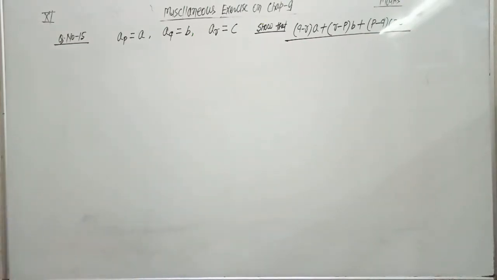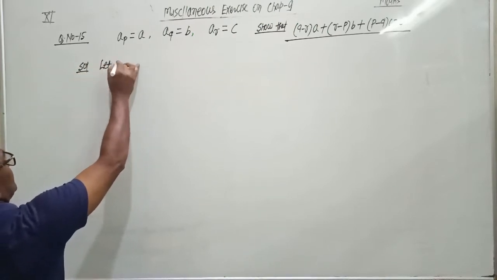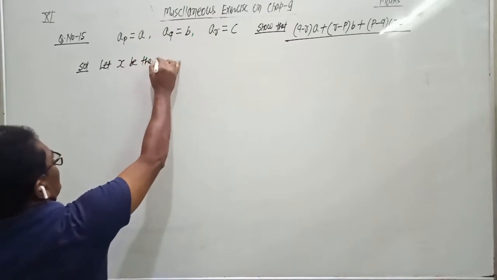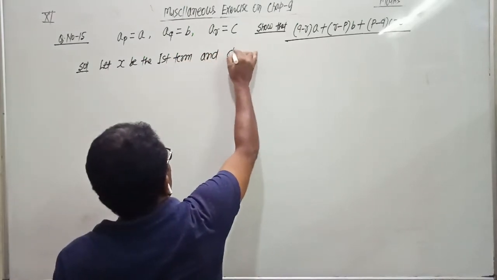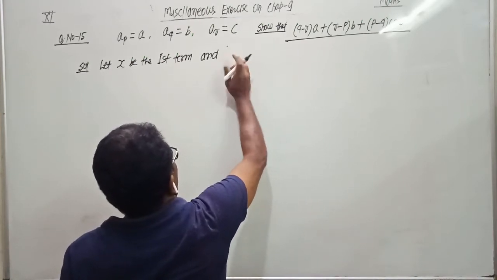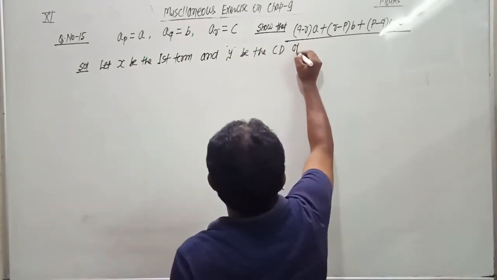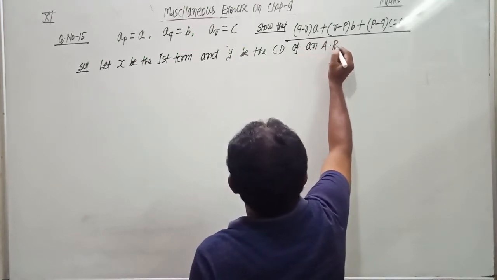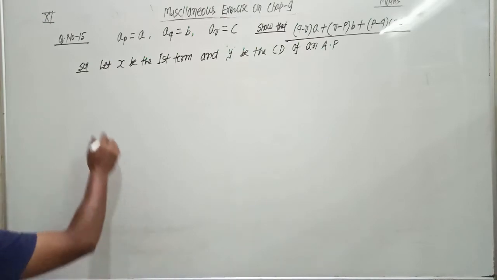We have been given the pth term, qth term and rth term of an AP, and we have to show that (q minus r) into a plus (r minus p) into b plus (p minus q) into c equals 0. So let x be the first term and y be the common difference of an AP.